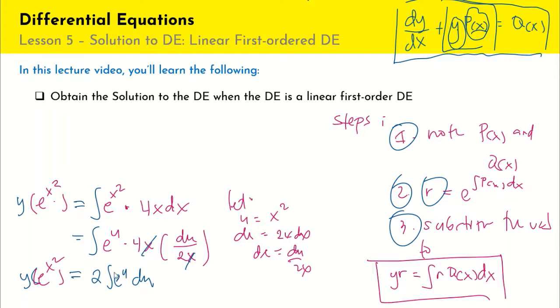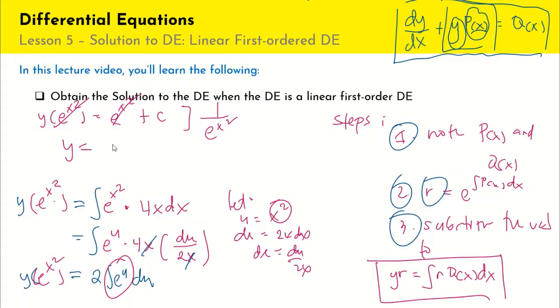Alright, so the integral of e raised to u is basically the same, e raised to u. So y multiplied by e to the x squared equals e raised to, what is our u? x squared. So e to the x squared plus c. Since we're done integrating, we now have a plus c. Now, is this done yet? No, not yet. We need to remove this because we need y alone on the left side. So we multiply by 1 over e raised to x squared. So cancel. Cancel. Right. So y equals c over e raised to x squared.